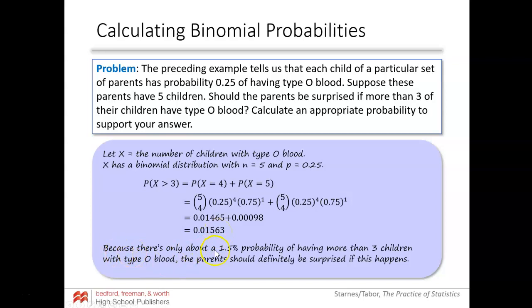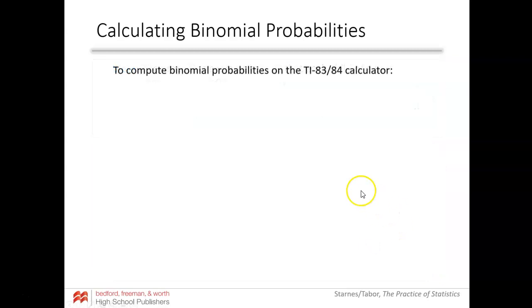So because there's only a 1.6% probability of having more than 3 children with type O blood, the parents should definitely be surprised if that happens. That is very unlikely to happen. So that would be an anomaly. But possible. That's the thing about stats.